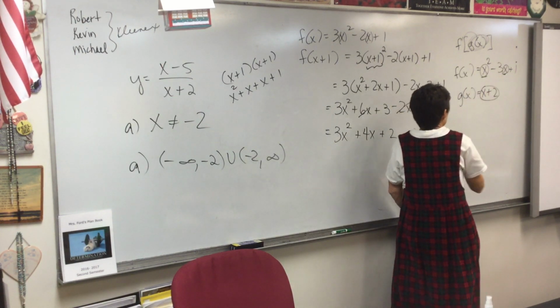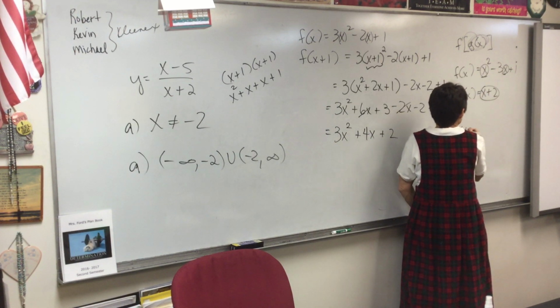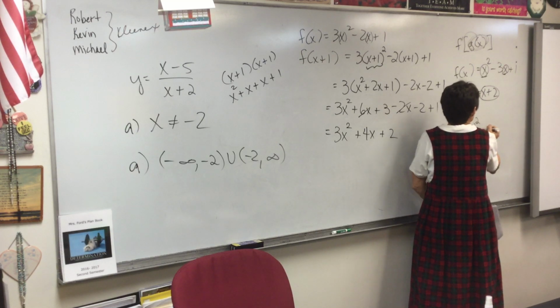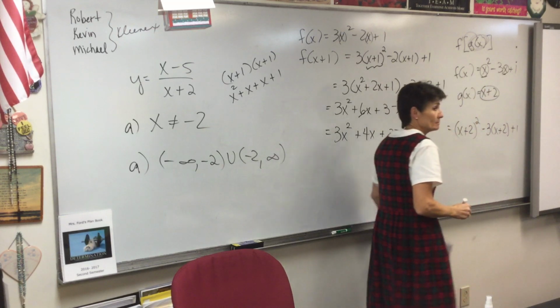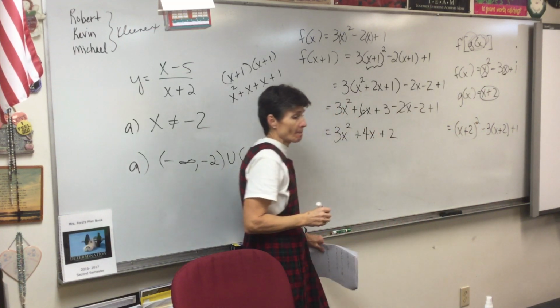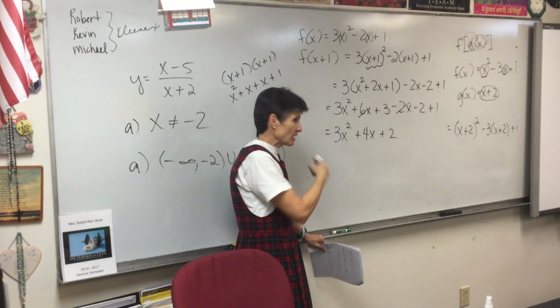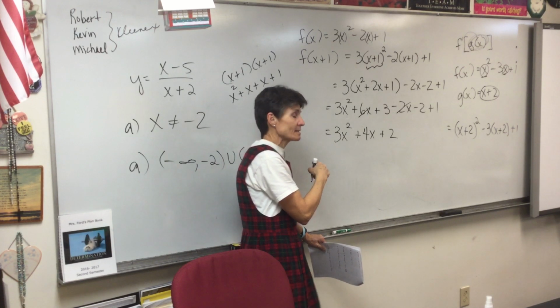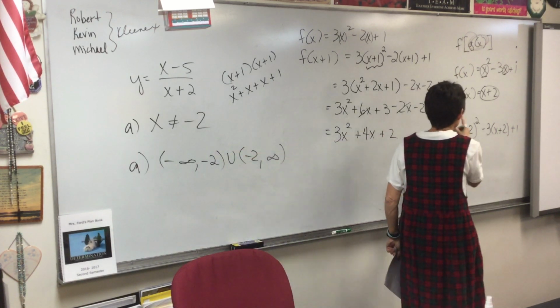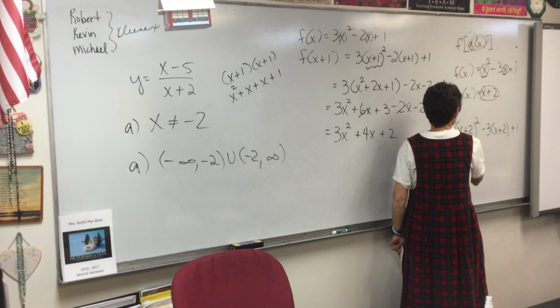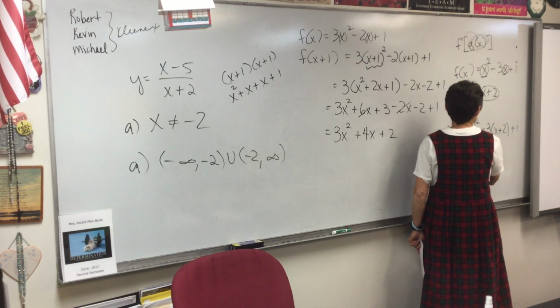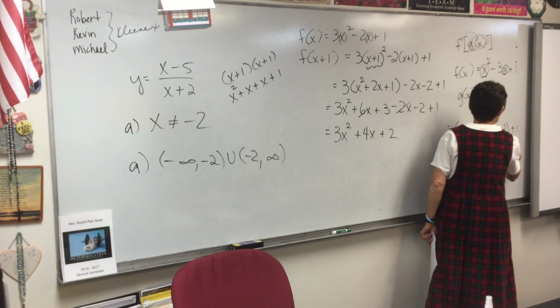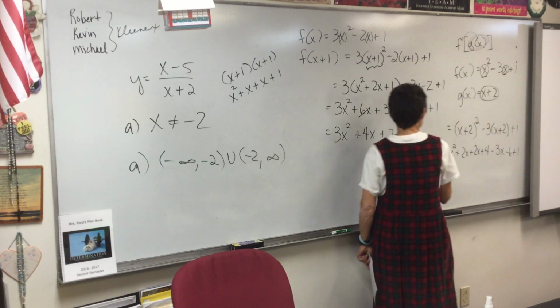That's G. So we're going to have (x plus 2) squared minus 3(x plus 2) plus 1. Does that look a lot like this? Basically the same thing, right? Just it's written differently, but it's the same thing. So we're going to FOIL. So that's x squared plus 2x plus 2x plus 4 minus 3x minus 6 plus 1.